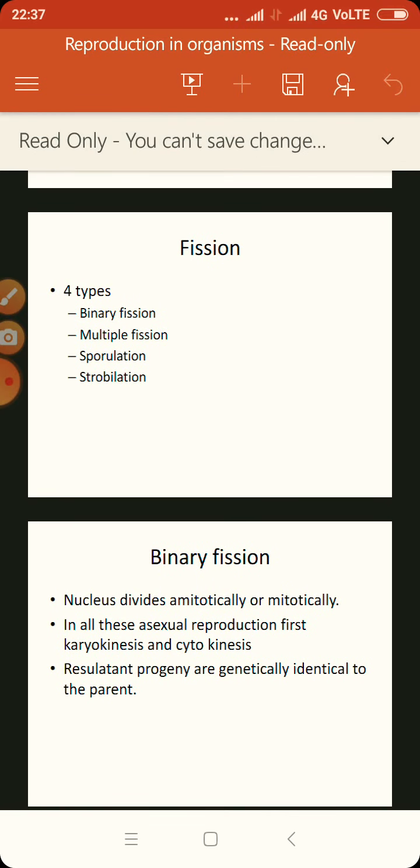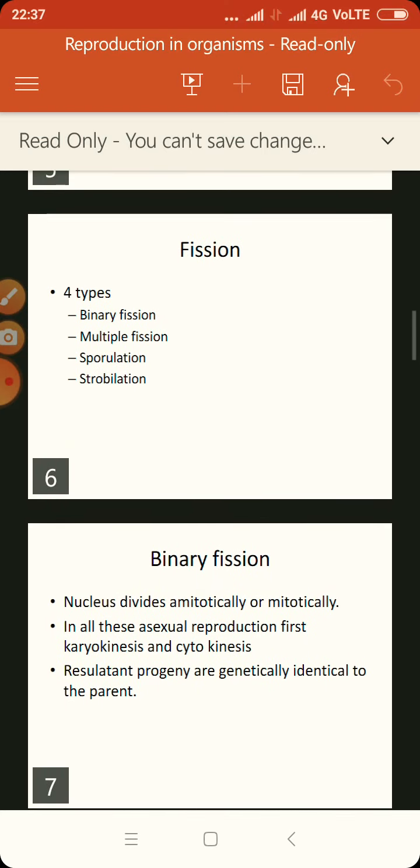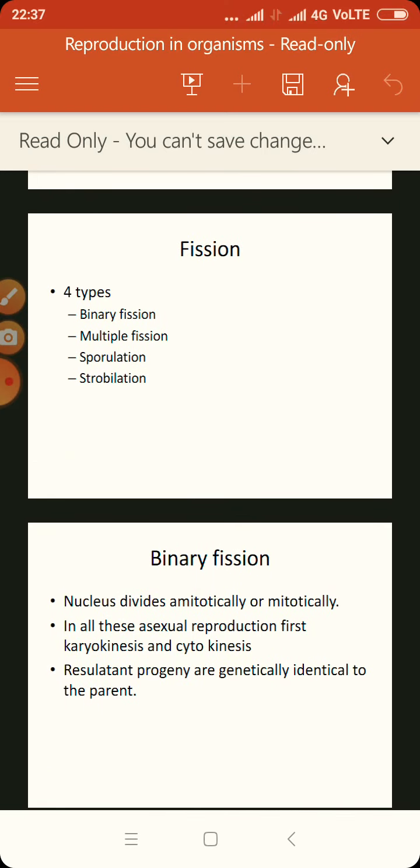So fission. The word fission is nothing but breaking down into smaller parts. So we call it fission: dividing itself. The organism tries to divide itself into different parts, maybe two, maybe many. Based on that, we talk about fission, like binary fission.